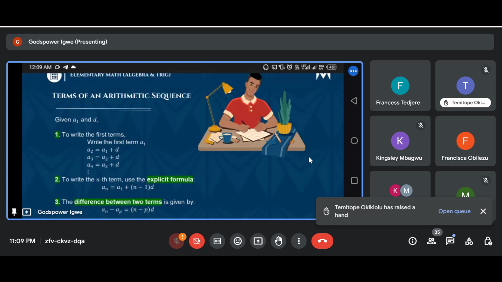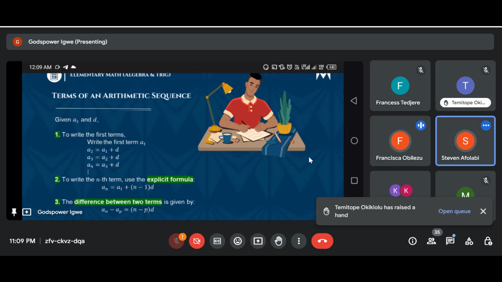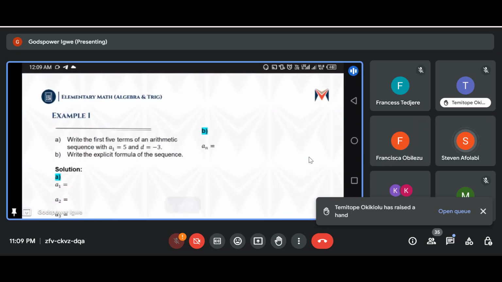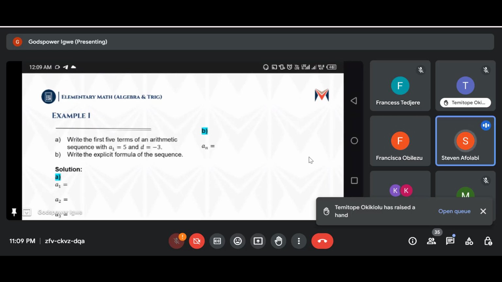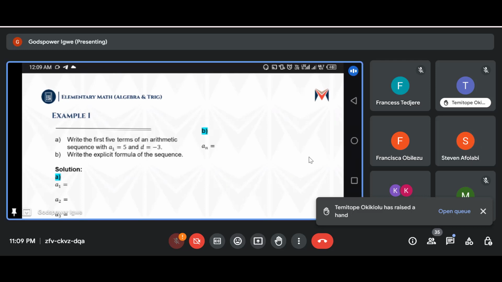Nobody is getting it. What are you saying? The question says: write the first 5 terms of the sequence. We are solving this, so let's solve it.